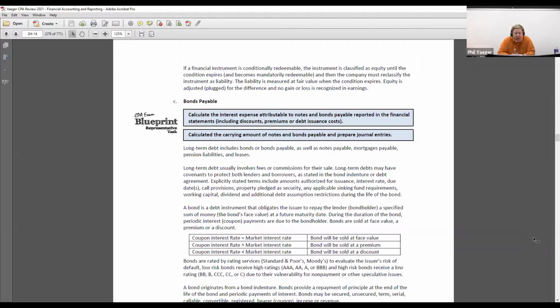And you'll see with a lot of these blueprints, you have to know the journal entries, all right? Now, first of all, we're gonna show you where bonds are issued at a discount or a premium. And to determine that, all right, what we do is we look at two rates. We look at the coupon rate.